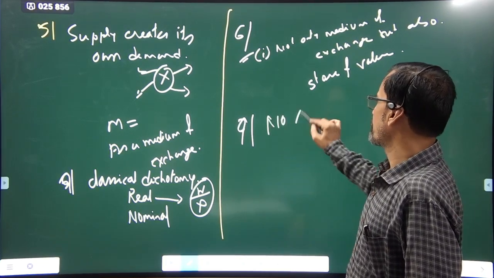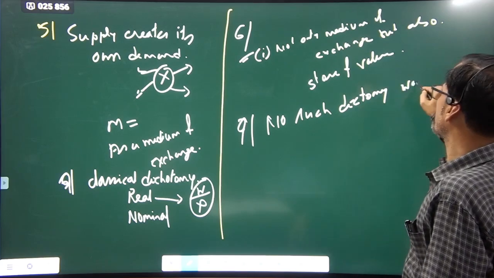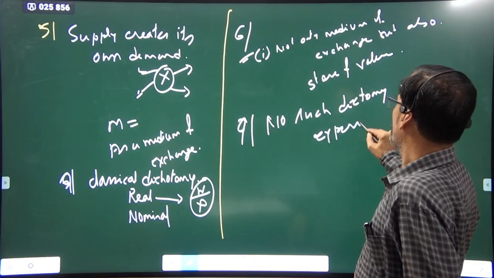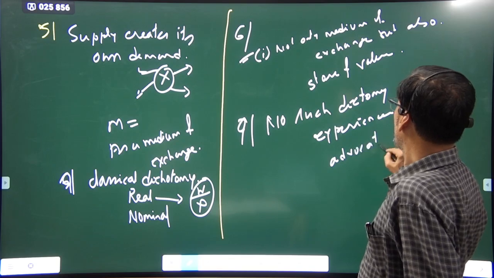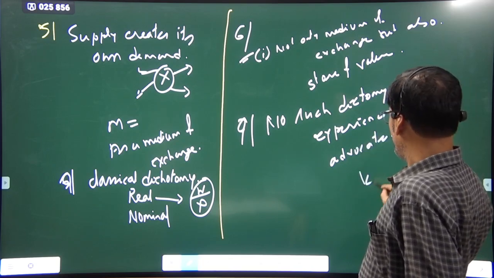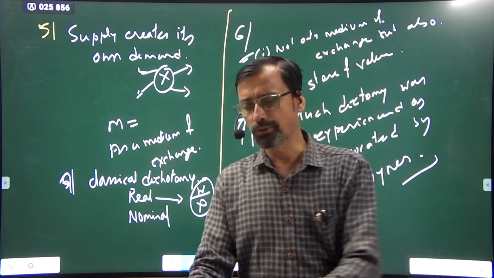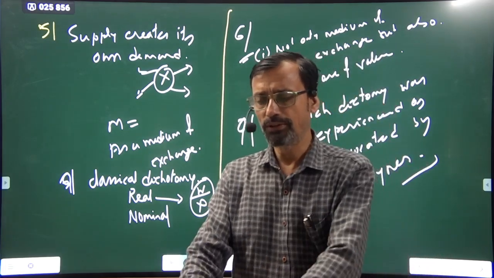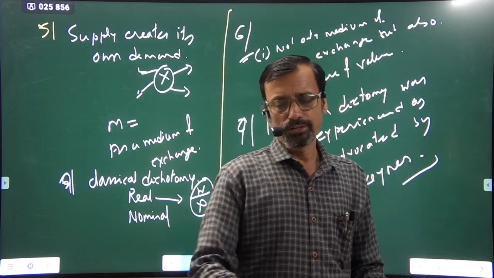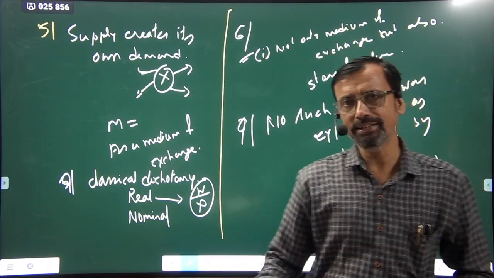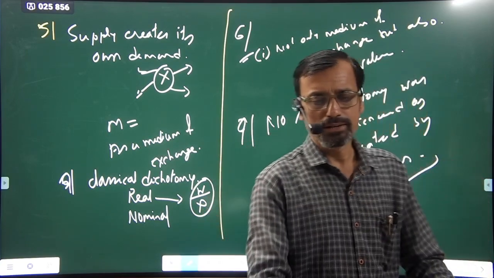No such dichotomy was experienced or advocated by Keynes. These are the fundamental differences. Next, we will continue this class for detailed discussion on all the topics of classical as well as Keynes, and I will also discuss aggregate demand and aggregate supply. Okay, thank you.